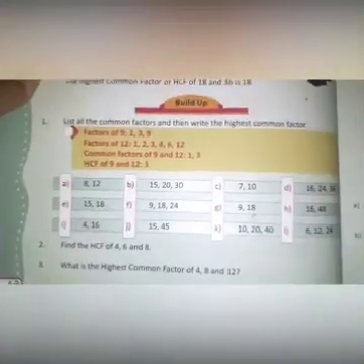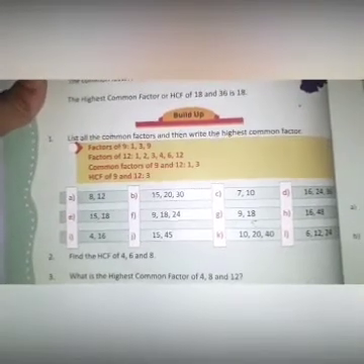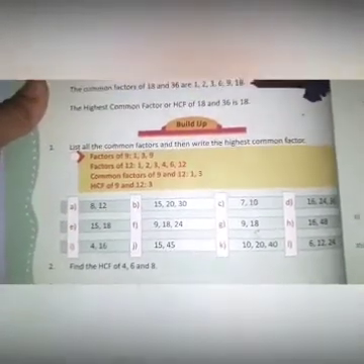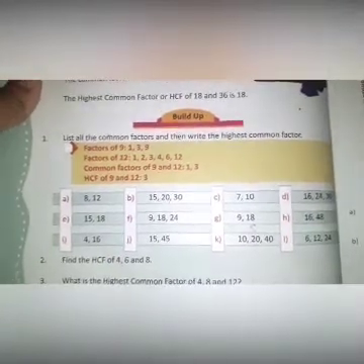Now you have question number 1 on page number 36. It has 12 parts. You have to solve these 12 parts on your neat copy with the same process as questions A and B.